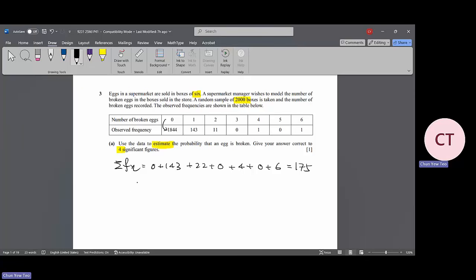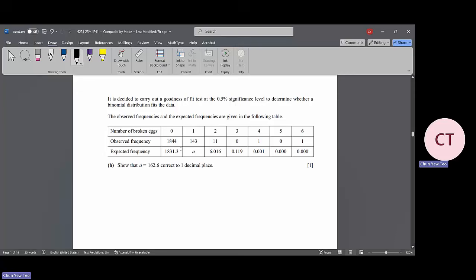So the probability for the broken egg is 175 divided by the 2,000 boxes, but each box has 6 eggs. So your answer will be 7 over 480. This will be the answer for the number 1A. Now move on to the B.